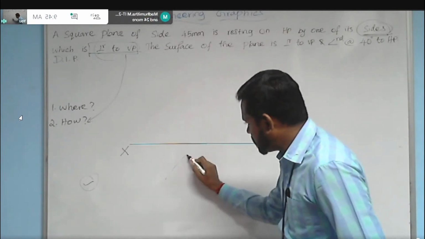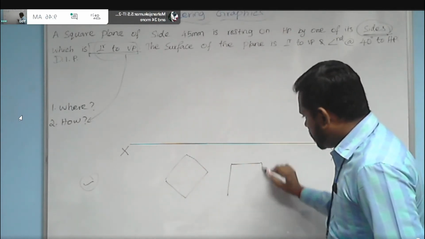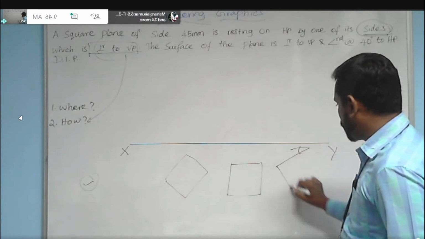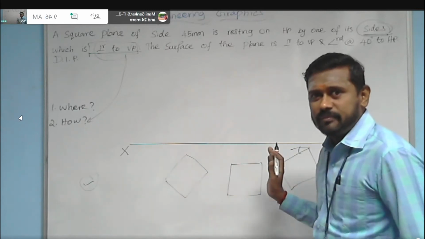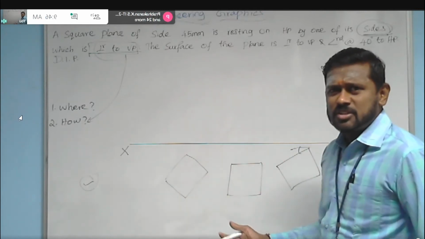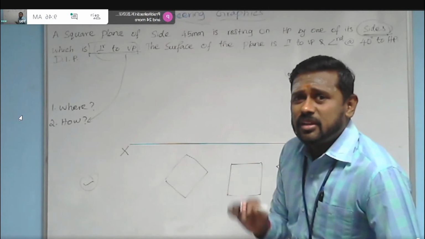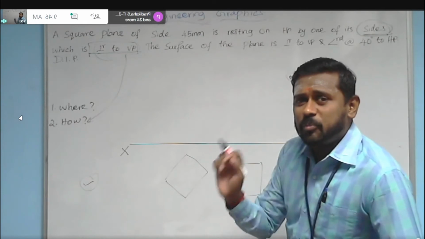Because the square base can be drawn with any alignment. In that way I can draw. In this way I can draw. Or with some angle of inclination itself also I can draw. The square base shape can be drawn with any alignment, with any choice. But there is a restriction. In the question itself they have insisted that one base side of the square is perpendicular to VP.